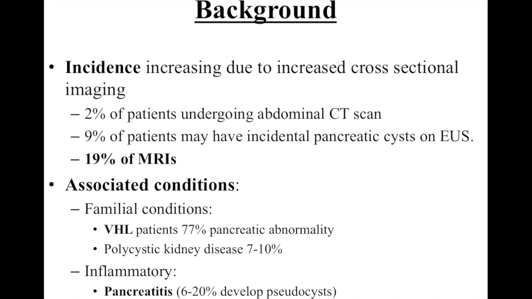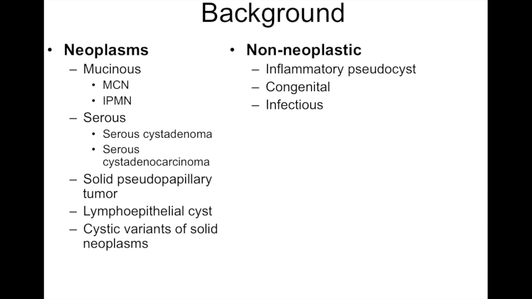So the incidence of pancreatic cysts is increasing, and this is largely due to an increase in cross-sectional imaging, and depending on the indication and type of imaging modality, the incidence of pancreatic cysts in patients can be 2 to 19%, again depending on the patient population you're looking at. The incidence increases in patient subgroups such as those with von Hippel-Lindau and polycystic kidney disease, and those with a history of pancreatitis, which can develop pancreatic pseudocysts.